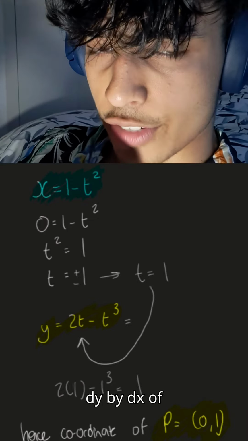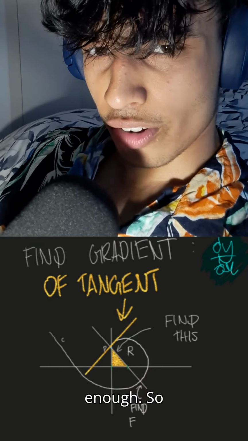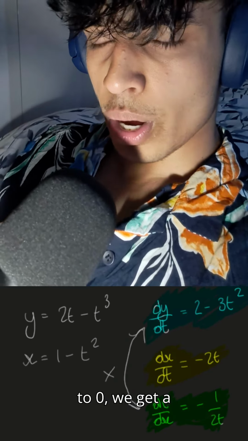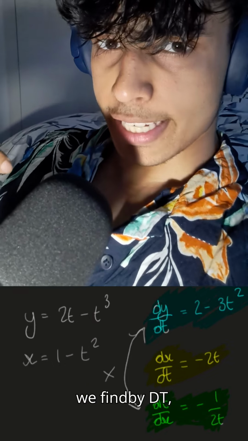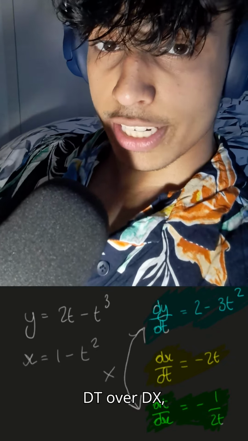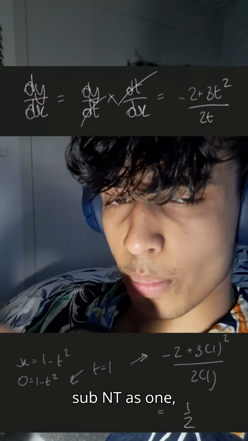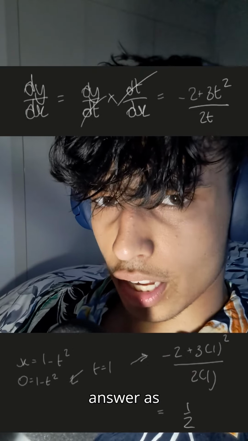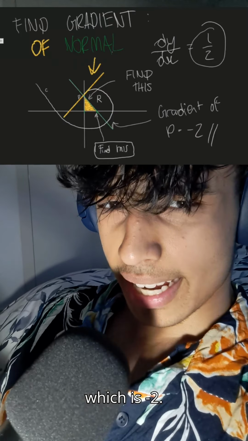We need to find dy by dx of the curve, and then we need to sub in x is equal to 0. Fair enough. So when we work out x is equal to 0, we get a t value of 1. So what do we do now? Okay, we find dy by dt, we find dx by dt, we flip dx by dt to form dt over dx, and then we multiply that by dy by dt. Then we get this value, we sub in t as 1, then we get the answer as a half. Okay, so what we do now is we find the negative reciprocal, which is negative 2.